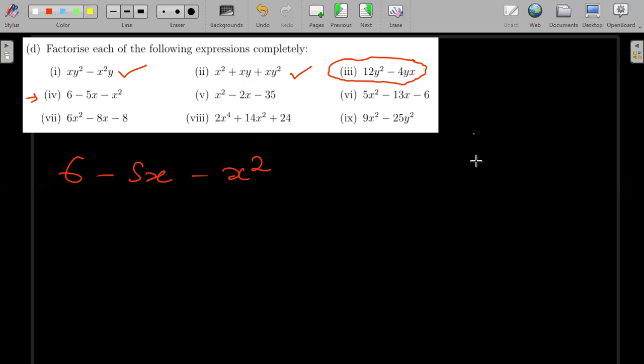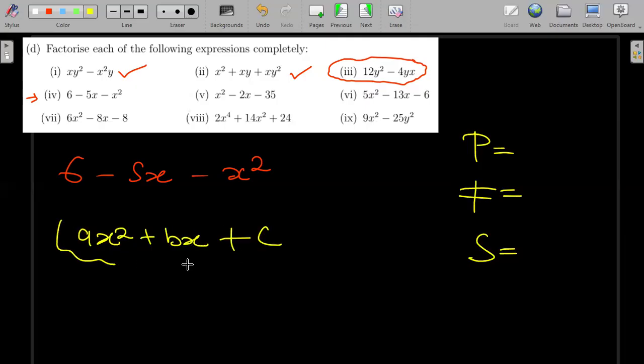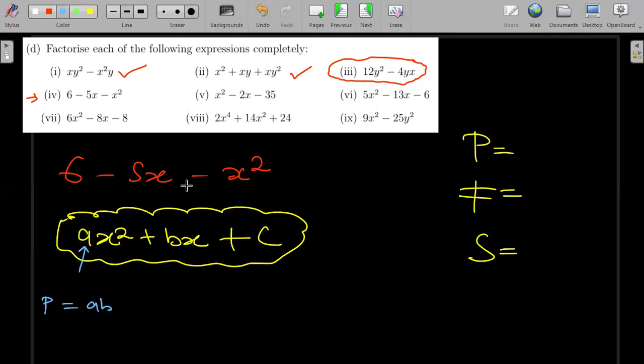The factor method requires that we find our product, our factors, and our sum. So what is the product? The general form of a quadratic equation should be in this form: ax squared plus bx plus c. So this form here is the general form of a quadratic equation. When you're finding the product, you are multiplying the coefficient of x squared with the constant c. So we can write, product is a multiplied by c.